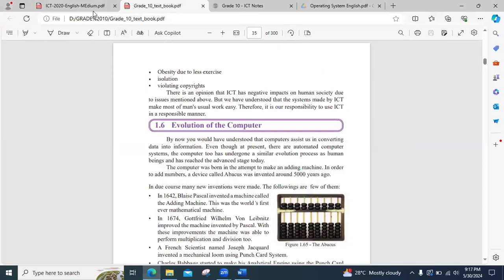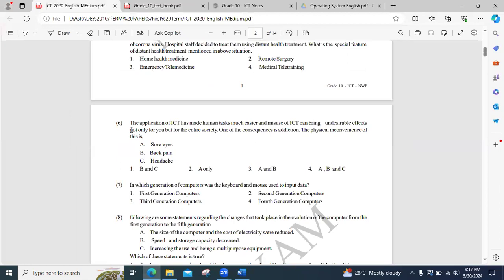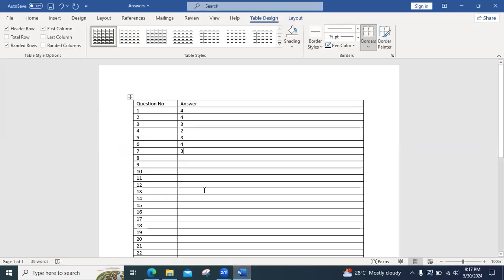Okay, right. So for that one, what is the question we have discussed is now the seventh question. Answer is 3. Now we'll move on to the eighth question.